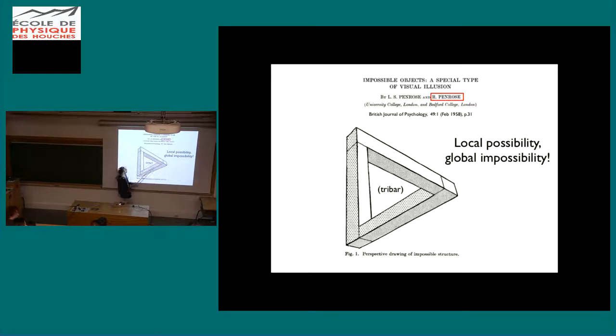So it was a paper written by Father Penrose and Roger Penrose. Father Penrose was a geneticist, a psychiatrist, a mathematician. He was a polymath. This particular figure called a tribar is Roger's invention. It's an object which is locally possible. All of these corners make sense locally, but globally it's impossible.